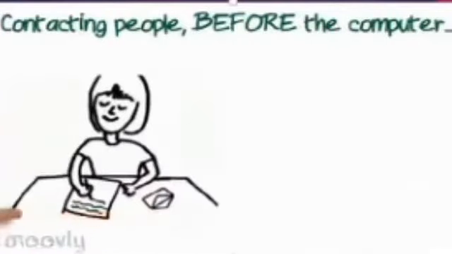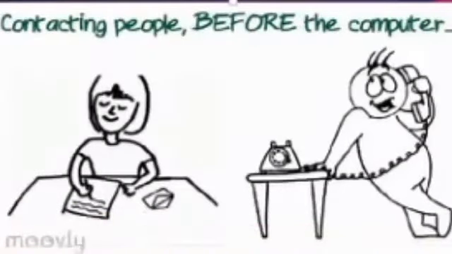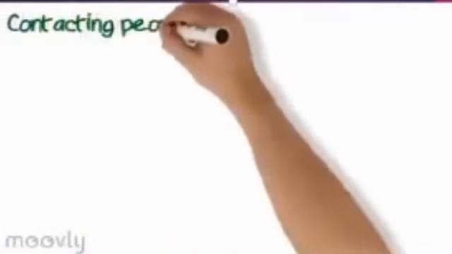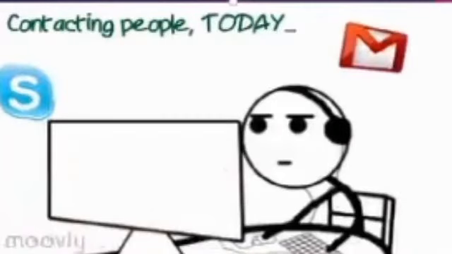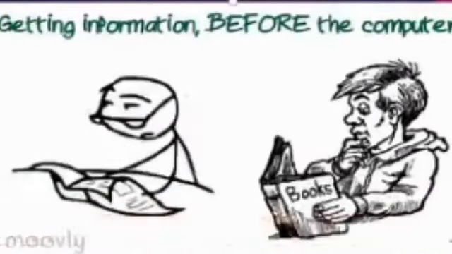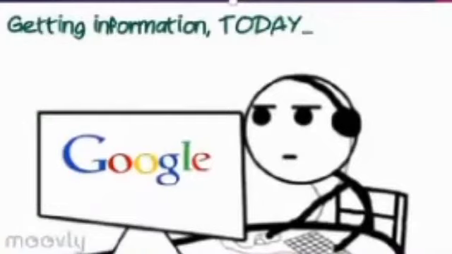Before we had the computer, people used to write letters or call others to contact them. Today, people are brought closer and contacting is made quicker and easier with email, Skype, or Facebook. Before the computer, newspapers and books used to be people's major source of information. People today mostly search information from Google on the internet.